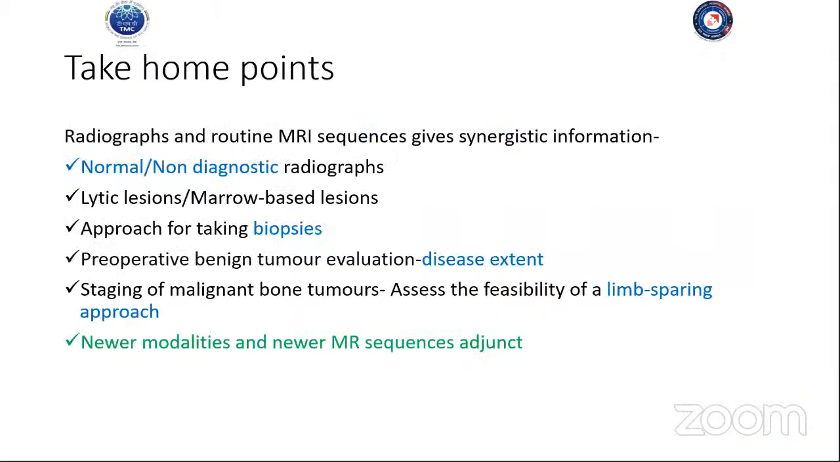Next slide, please. So with this, I would like to conclude that radiographs and routine MR sequences will give you synergistic information. And if there is a doubt, you can add these additional sequences in your armamentarium, and that will further help you in guiding and managing your patients. So thank you so much.